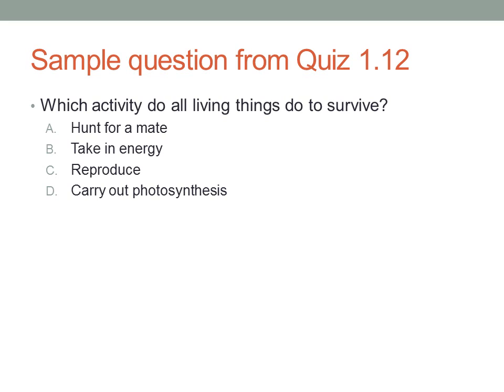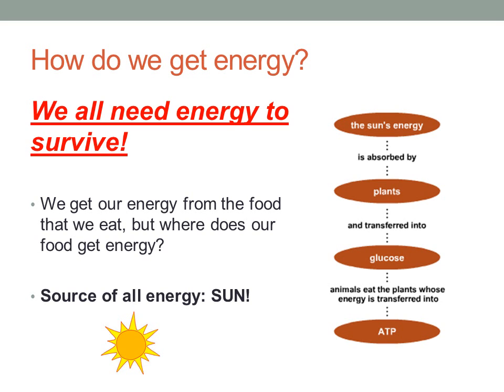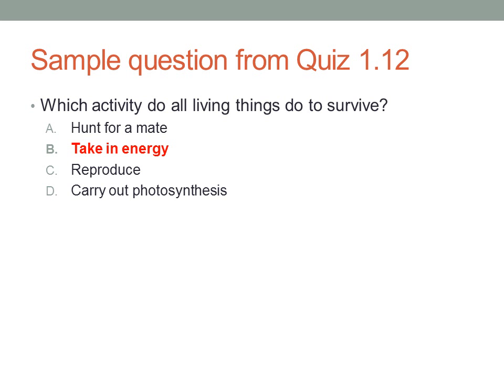Which activity do all living things need to do in order to survive? A, hunt for a mate. B, take in energy. C, reproduce. Or D, carry out photosynthesis. Remember, this is the slide that we just looked at. We all need energy to survive. That is the most crucial thing. So the best answer for this one would be B, take in energy.